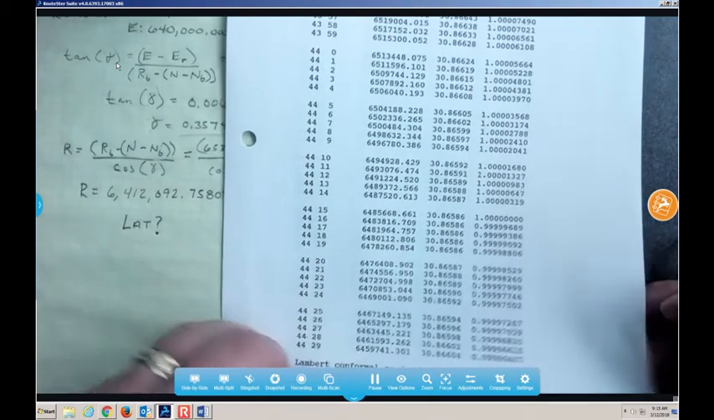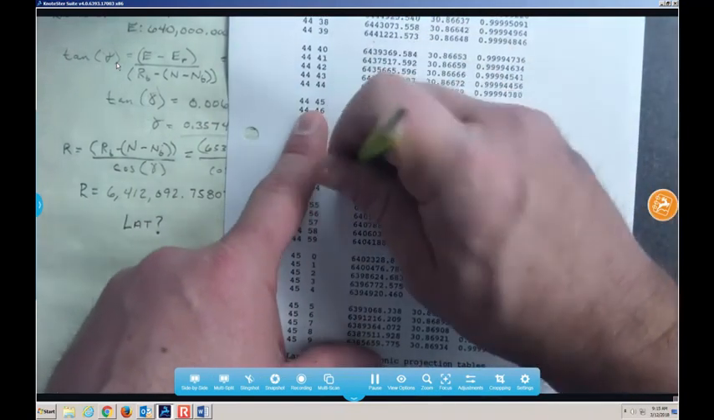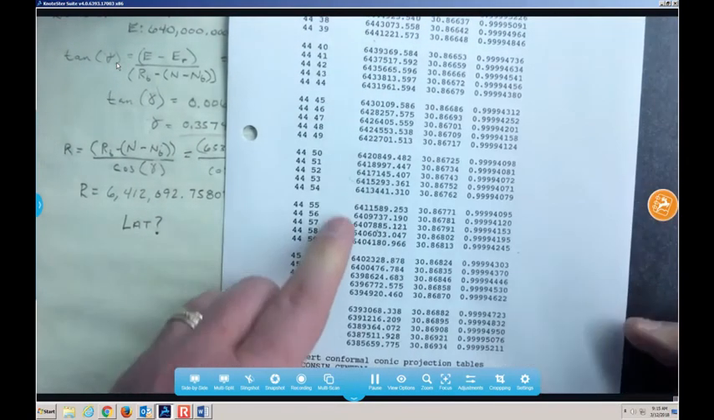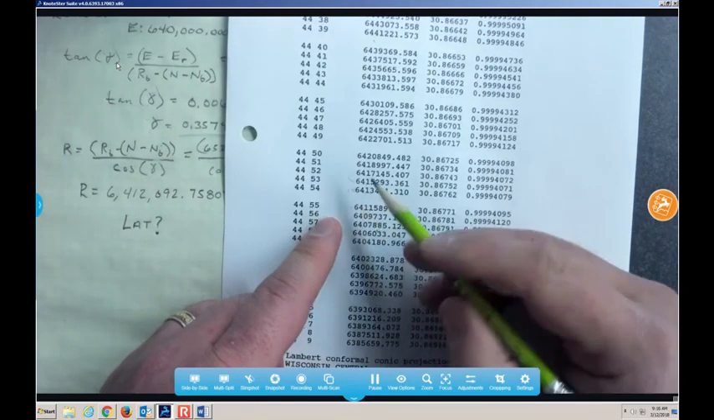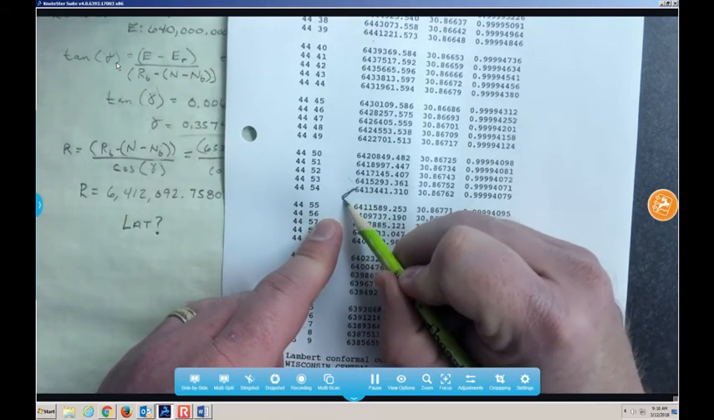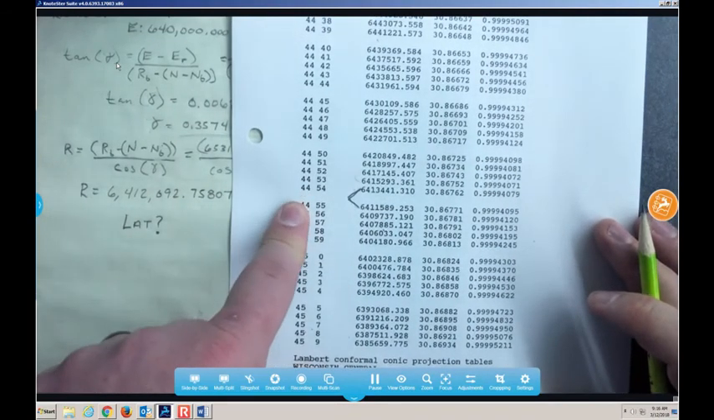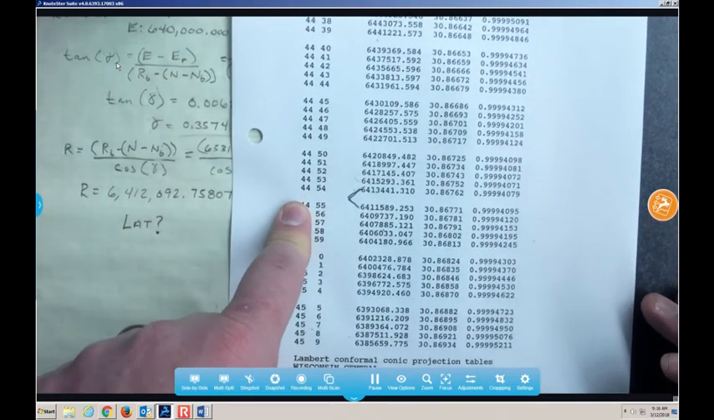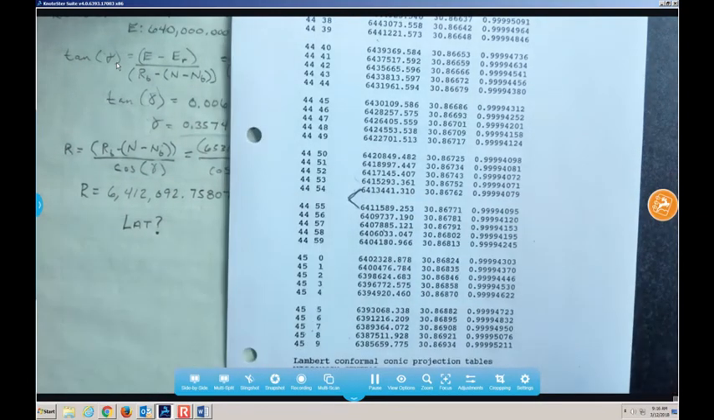6,412,000. Get rid of that. It's between here and here, between these two numbers. We have to do proration again to figure out what our latitude is. But this time we're prorating the radius, and that's going to help us find the latitude.